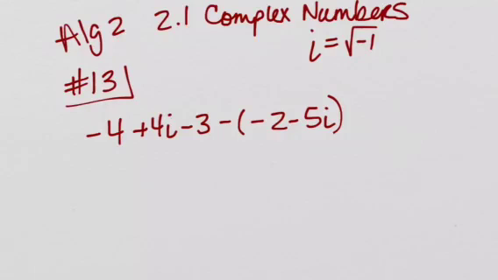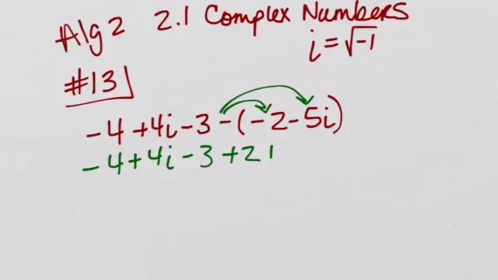All I'm going to do is rewrite what this looks like without all the parentheses. So the -4 stays the same, plus 4i, minus 3, and if I distribute the -1 that's in front, I get plus 2. If I distribute the -1 that's in front, I get plus 5i. Now all my parentheses are done. I went ahead and did the multiplication that I needed to. The only thing left is adding and subtracting.